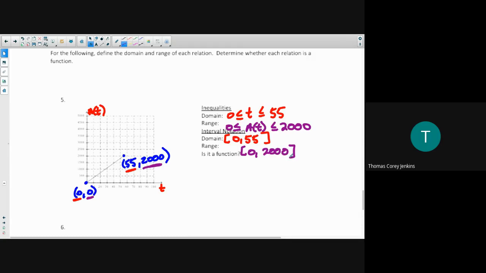Lastly, is it a function? So how can we tell by looking at a graph? Hopefully you're yelling at your screen, the vertical line test, Mr. Jenkins, and that would be correct, right? So is there a vertical line I can draw that is going to hit this relation in more than one spot? The answer is no. Okay, so it passes the vertical line test, so this would be a function. Yes. Okay, so when I was saying no, I kind of made that a little confusing. No, there is no vertical line that would touch in more than one spot, so yes, it is a function. It passes the vertical line test.